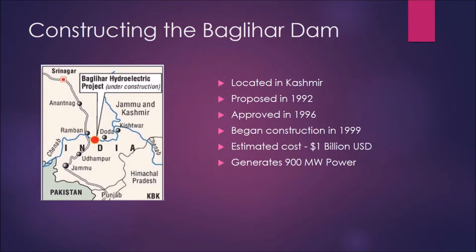So why is that important, right? So India decides that they want to use the Chenab River to generate some power for their country. And they, in 1992, propose the Baglihar Dam. And what it is really a hydroelectric plant that they designed and was eventually approved in 1996. They started construction on it in 1999 with an estimated cost of around $1 billion US. And today, after it's been completed, it generates 900 megawatts of power.